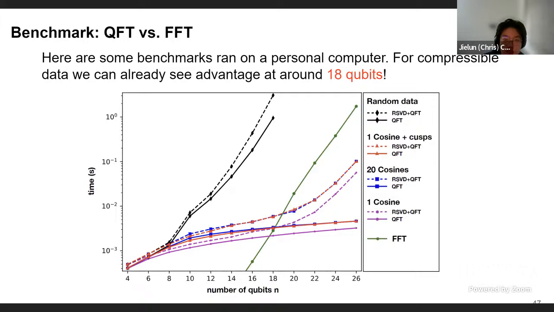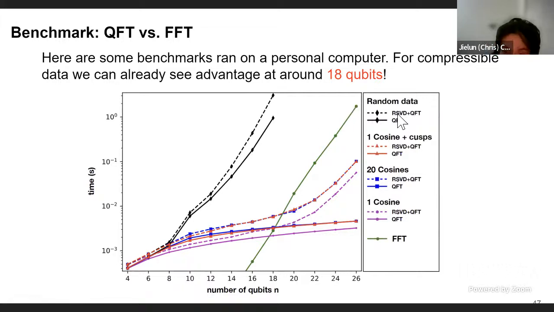For compressible data, we can already see the advantage at around 18 qubits. This green line is the fast Fourier transform. As we can see, it's independent of the structure of the input because it's just a matrix multiplication, and it scales exponentially with the number of qubits, because it's a log scale.